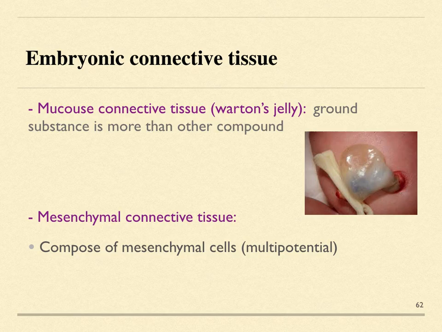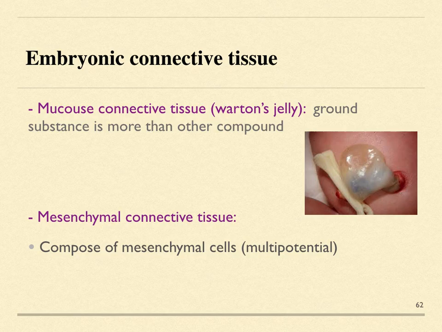This jelly-like structure is called the Wharton's jelly. Wharton's jelly is actually mucous connective tissue, and in this type of connective tissue we have got more ground substance. So here ground substance is more than the other components of the embryonic connective tissue. The other one is mesenchymal connective tissue.